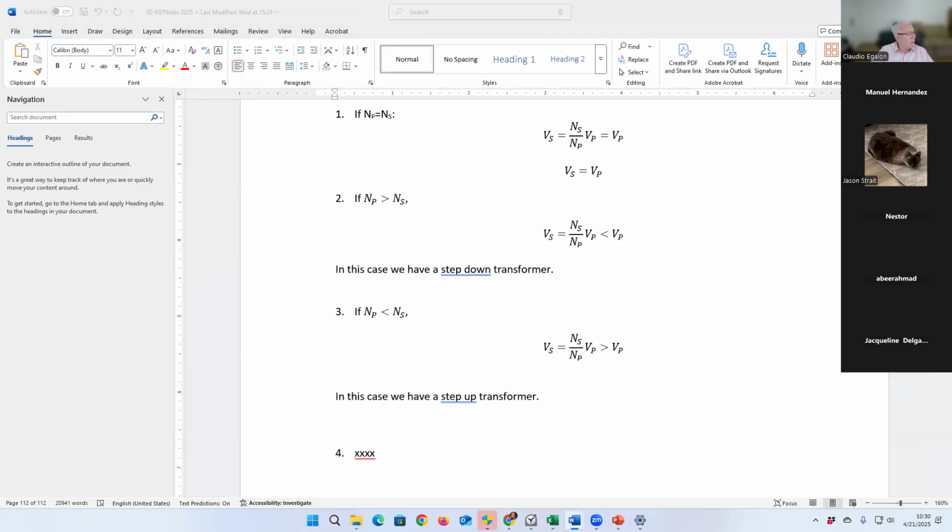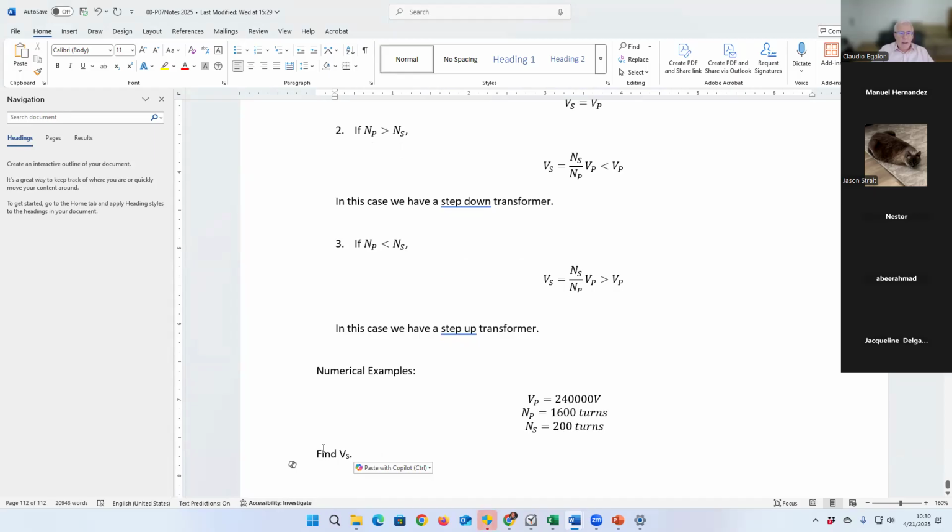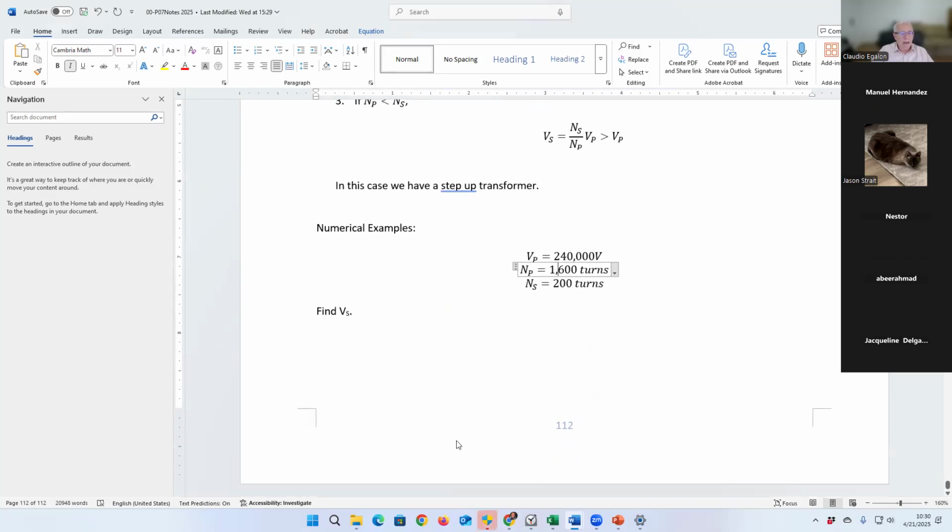And then we have numerical examples, right? So we go to real life examples. If the voltage in your primary is 240,000 volts, and you have a primary transformer that has 1,600 turns and a secondary transformer with 200 turns, what's going to be the voltage of the secondary transformer?